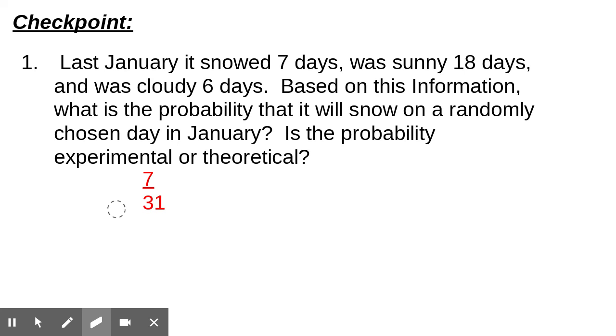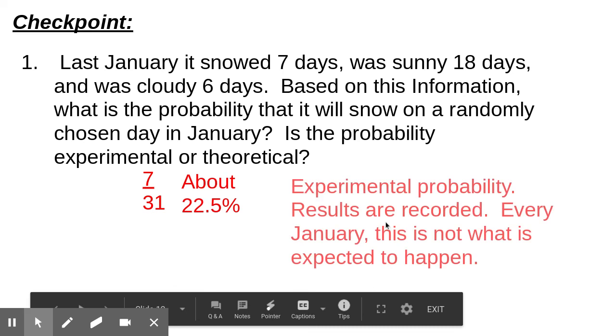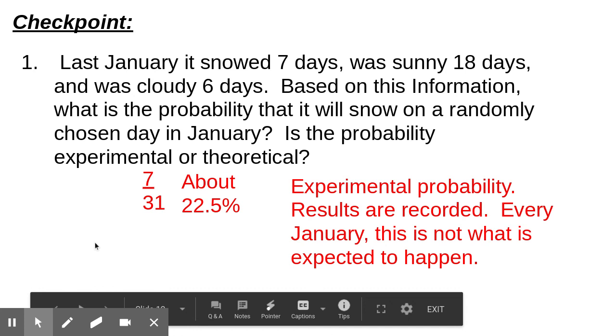So basically, did you know that it's going to snow 7 days in January? Or is it going to snow exactly 7 days in January every year? No. So this is an experimental probability because results are recorded. Every January, this is not what is expected to happen. So this is experimental probability because somebody went and recorded results: 7 days, 18 days, 6 days. It's not always going to snow 7 days in January. And again, that is about a 22.5% chance.